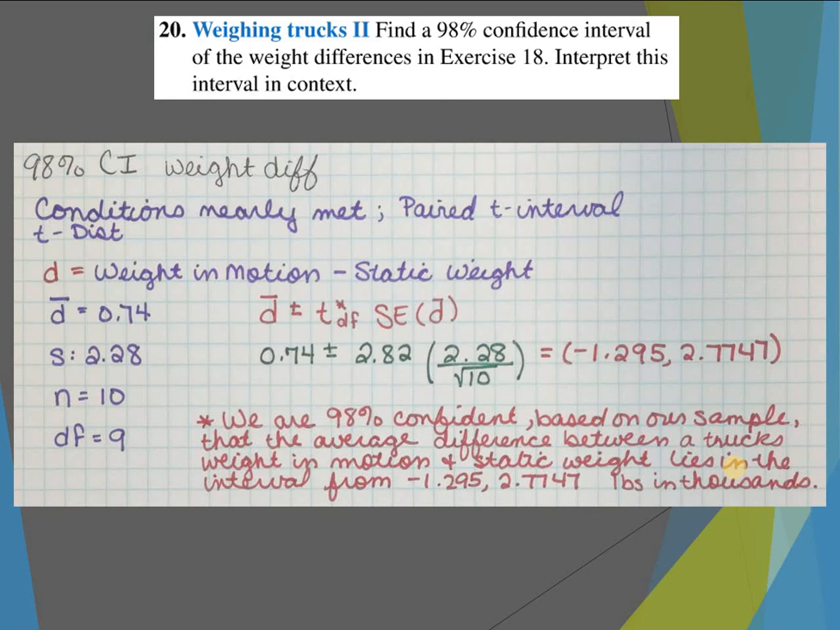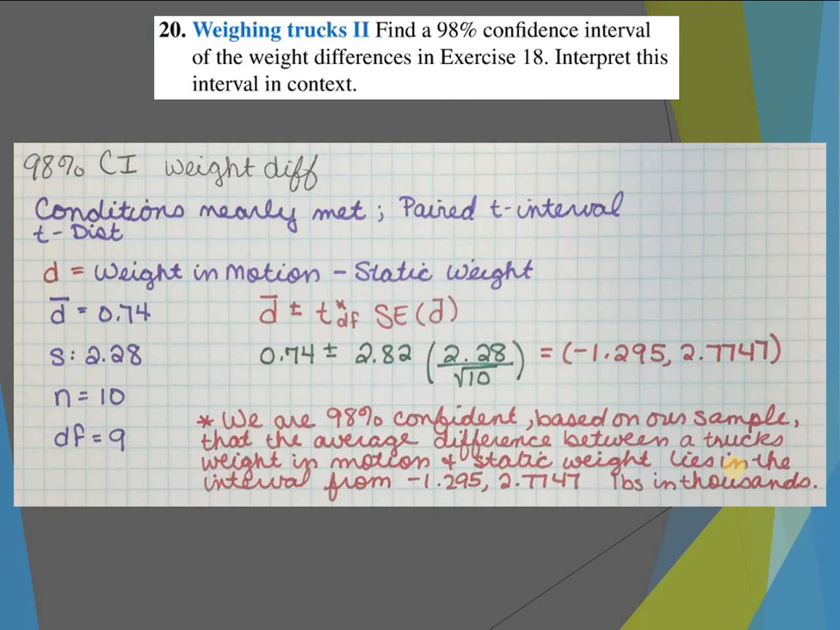Yay. So I would say we're 98% confident based on our sample that the average difference, notice this is not the difference in the averages, those mean two completely different things, lots of differences floating around out there, the average difference between a truck's weight in motion and static weight lies in the interval from negative 1.295 to positive 2.7747 pounds in the thousands, or thousands of pounds.